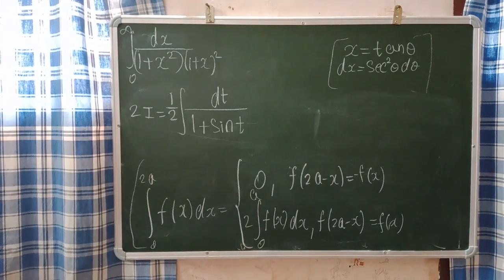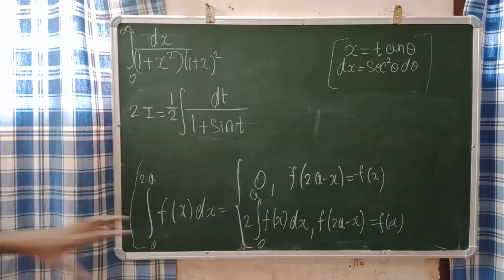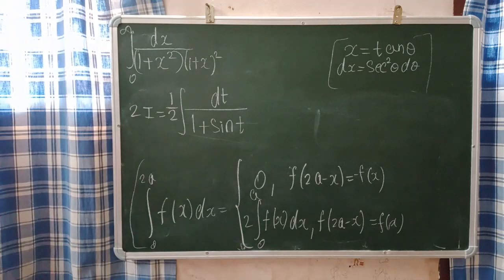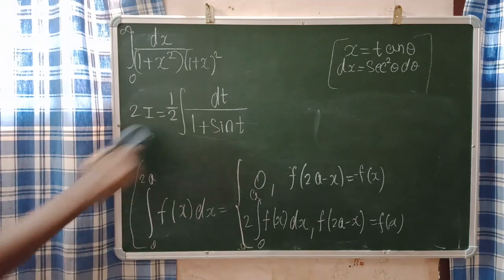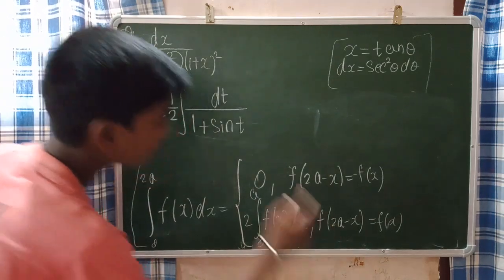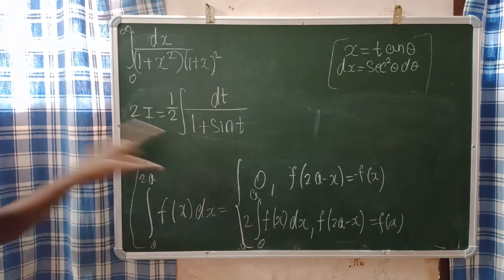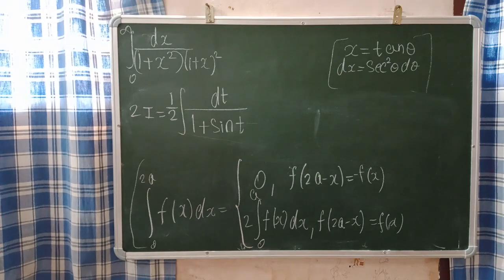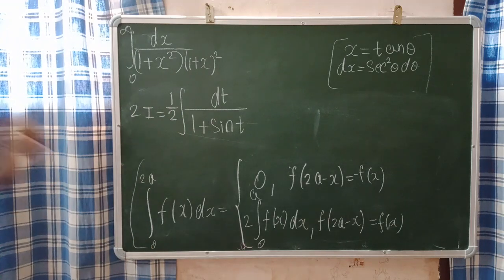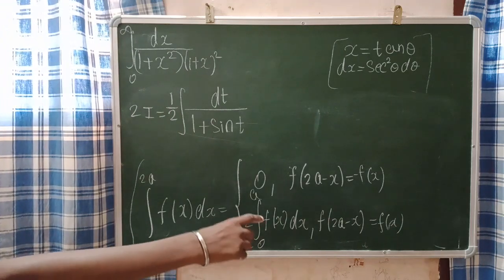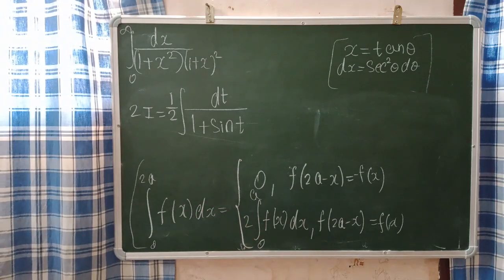Integral f of x dx from 0 to 2a will be 0 when your f of 2a minus x is minus of f of x. This particular integral will be 2 into integral f of x dx from 0 to a if your f of 2a minus x is equal to f of x. So check here, this particular statement only holds true here. Because you need to listen very carefully: f of 2a minus x is what? What limits did we have before?